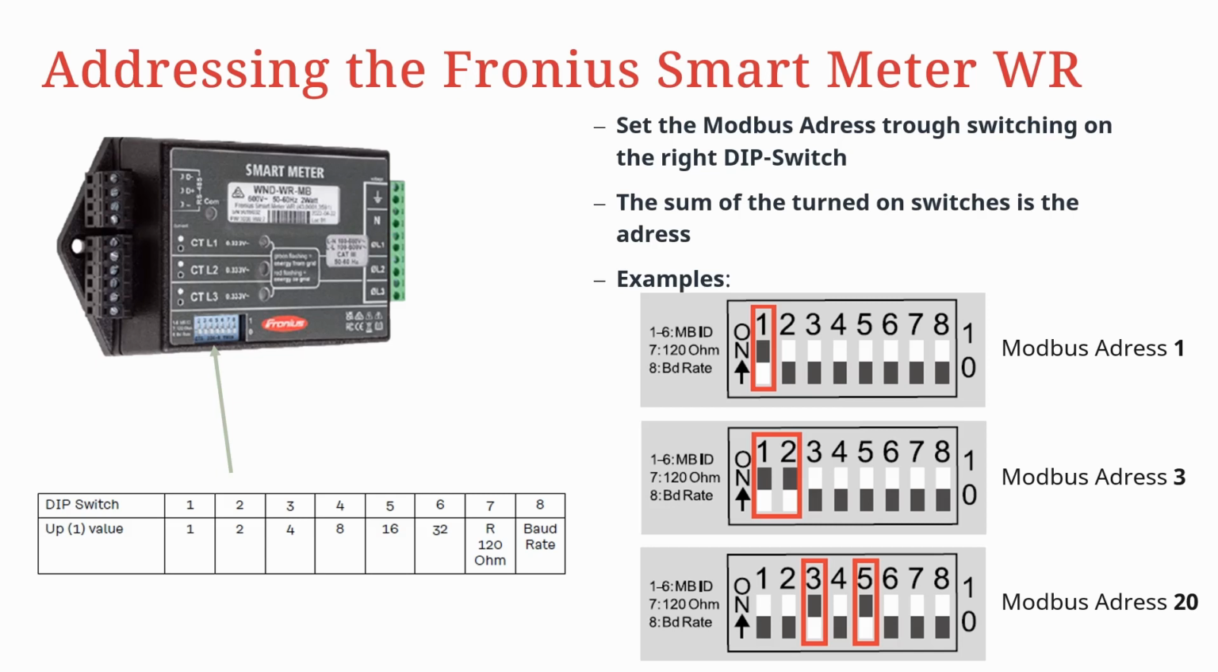And at the example 3, you see clearly that each switch has its own value. Switch 3 has the value 4 and switch 5 the value 16, so the sum is 20, so the Modbus address is also 20. And be careful, pin 7 is the 120 ohm termination and pin 8 the baud rate.